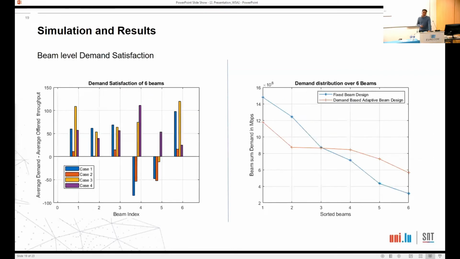You can see that the beam level demand satisfaction is very good in case 4, because in case 4 we make sure that the total demand of the system is distributed more evenly among all the beams. That can be shown in the figure on the right. The fixed design has the most uneven demand distribution. Some beams have very high demand that has to be met, whereas some beams have very low demand. By distributing the total demand more evenly, we make sure that demand satisfaction is achieved at the beam level.